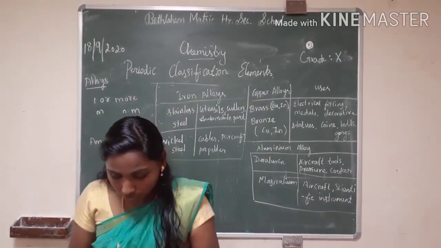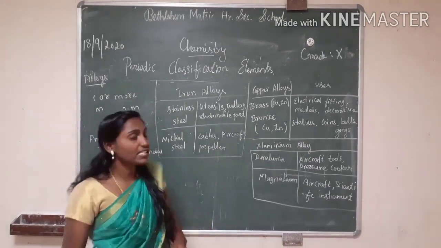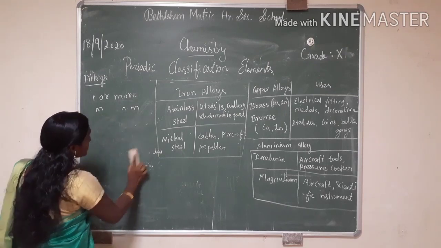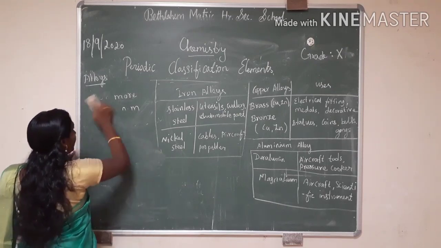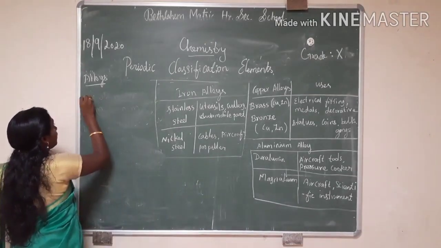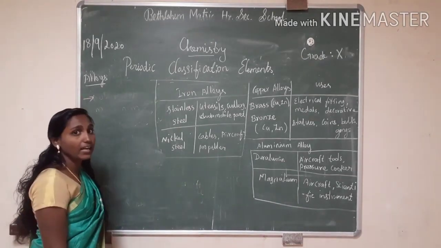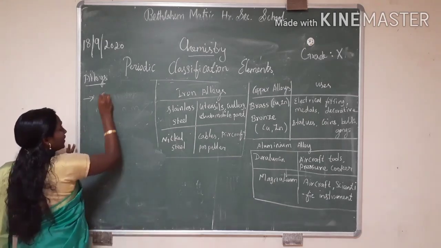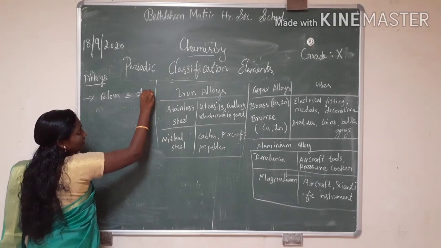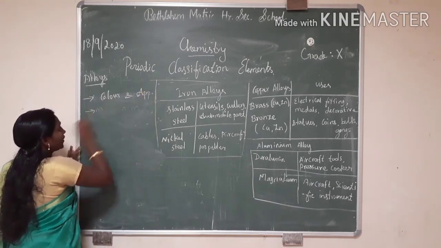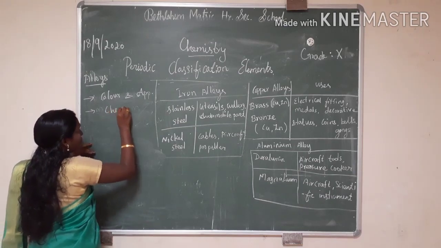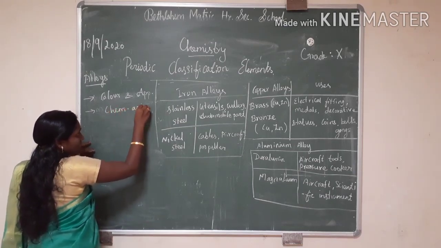Then next we are going to study the reasons for alloy. What are the reasons for alloy? The first reason is to modify the color and appearance. The second point is to modify the chemical activity.